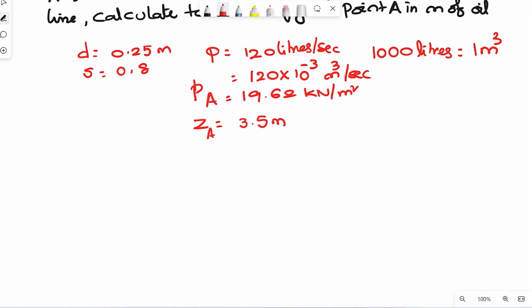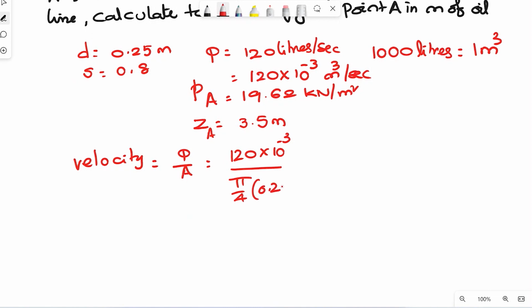So let us first calculate the velocity. How will you get velocity? You can get it only by using the continuity equation, Q by A. So Q is equal to 120 into 10 to the power of minus 3 divided by pi by 4 into 0.25 whole square, where 0.25 is the diameter of the pipe. If you calculate that, you will get the velocity as 2.45 meters per second. This is the first step.